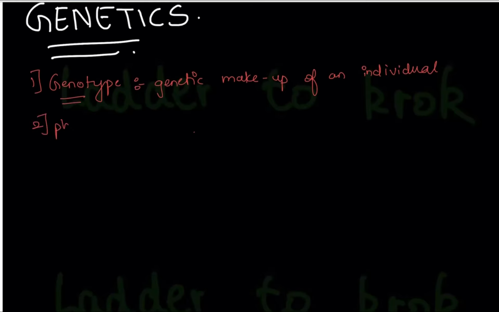Now phenotype. There were some sets of genes which coded for making someone's eyes brown, someone having straight hair, someone having curly hair. That was coded by genes, but we are able to see it. That physical thing which you can see, the physical appearance which is visible to you, that is your phenotype. So for phenotype, you can write down the physical appearance which can be seen or heard.